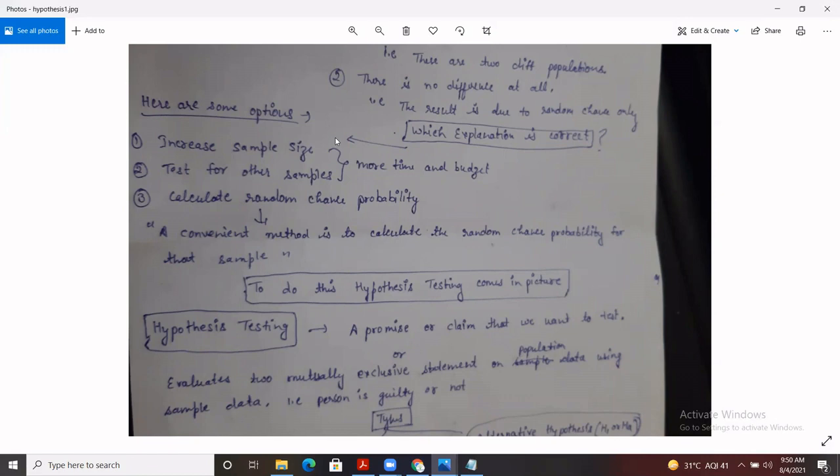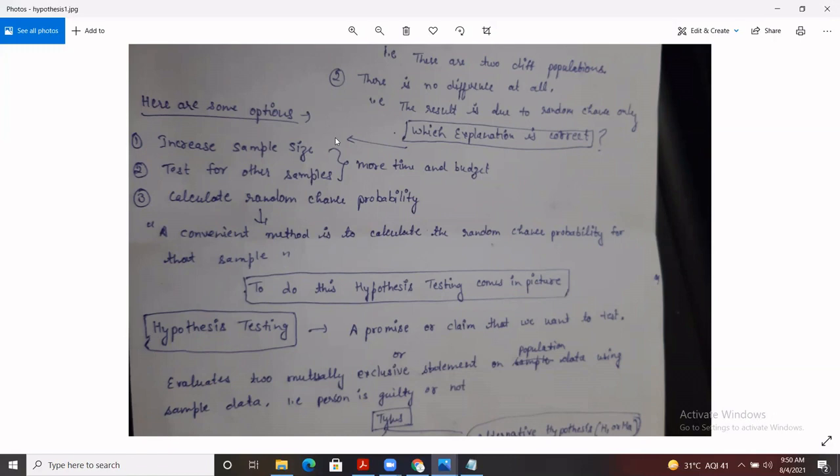So that person can claim that what you said is not correct, but that person has to prove it. He has to give some evidence, exactly like the example of whether a person is guilty or not. If it is already accepted that the person is guilty, then we have to give evidence to prove that the person is not guilty, right? So what is hypothesis testing?